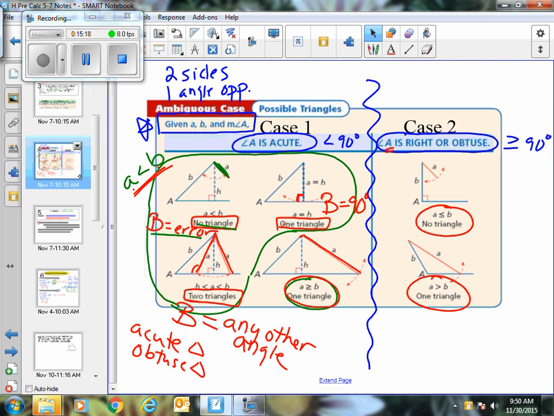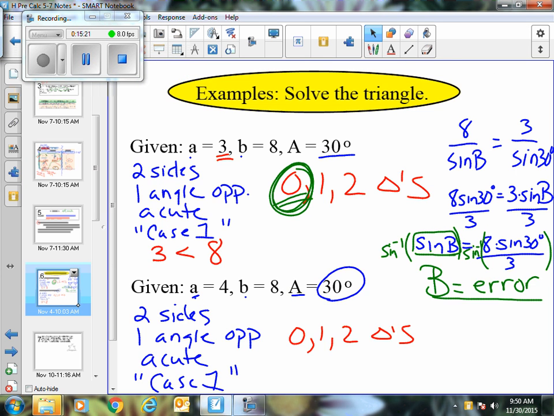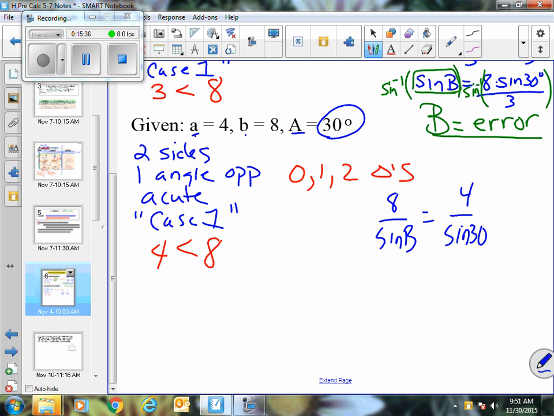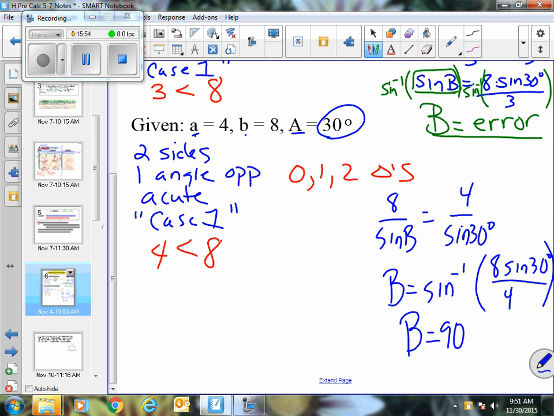So we're back in this green bubble over here in our pictures. How do you figure out if it's none, 1, or 2? You do law of sines. We find that first angle that we can solve for, which in this case happens to be B, and then we see what happens. So 8 is to the sine of angle B as 4 is to the sine of 30. I'm going to have you pause the video, cross multiply, divide, take the inverse, and see what happens. When we type this in, you're going to end up doing the inverse sine of 8 times the sine of 30 degrees divided by 4. And when you do that, you should have gotten 90 degrees.